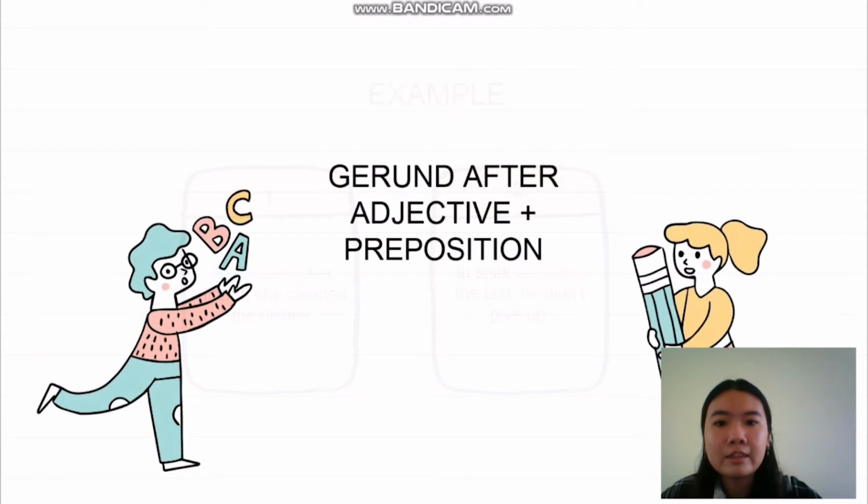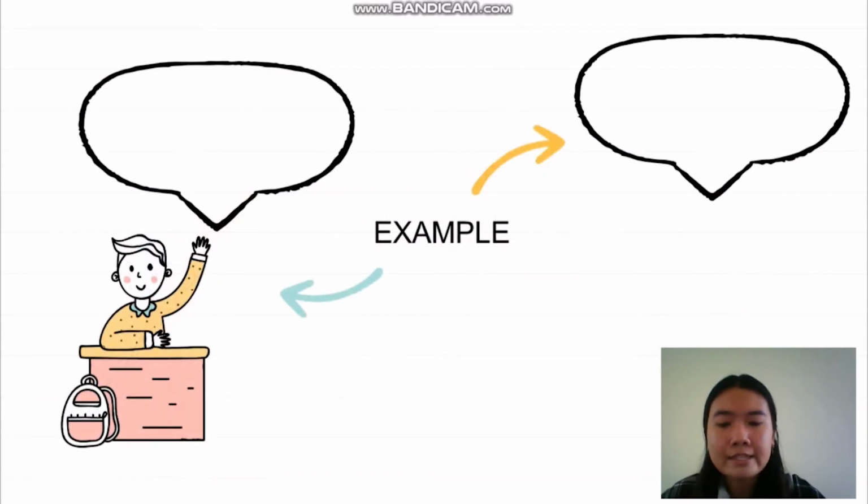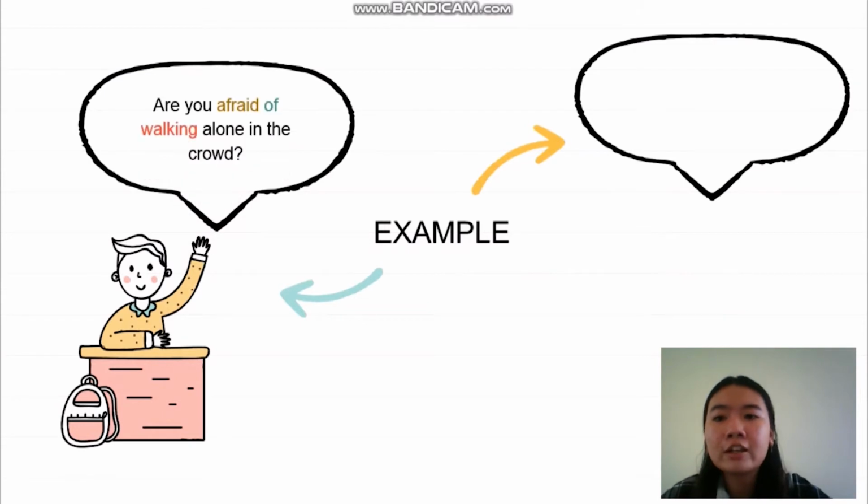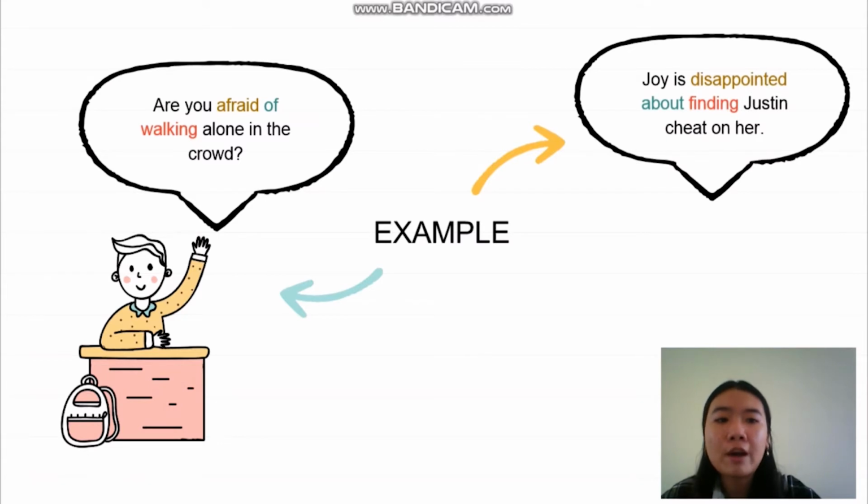Next, gerund after adjective plus preposition. Example: are you afraid of walking alone in the crowd? So afraid here is the adjective, of is the preposition, and walking is the gerund. Second one is, Joy is disappointed about finding Justin cheat on her. Disappointed here is the adjective, about is the preposition, and finding is the gerund.